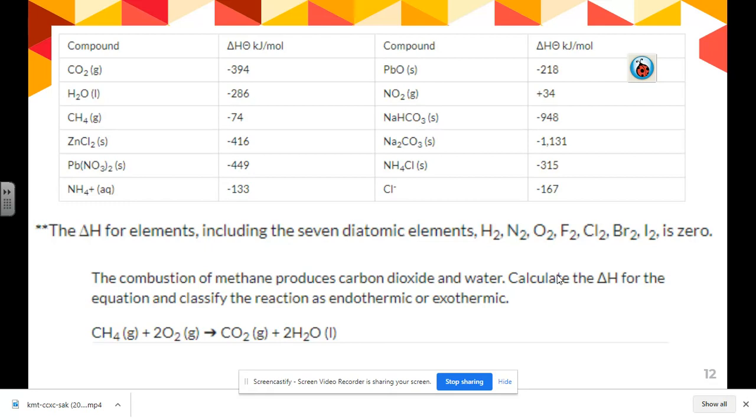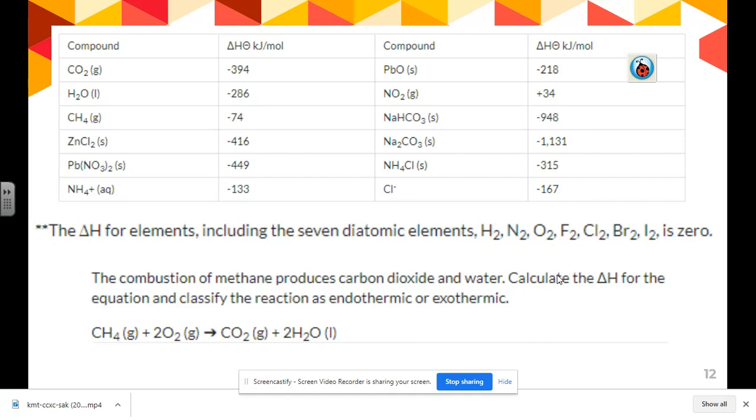Okay. Then if you move to the next part of the equation, the product side, I want to go find CO2 gas. Can you find that in the chart? It says it's negative 394 kilojoules per mole. And then you've got liquid water. Okay, and if you find that in the chart, it says it's negative 286. So I'm going to go ahead and write that down.